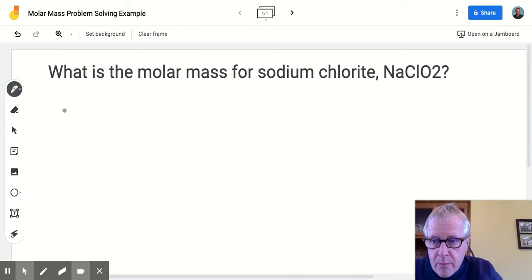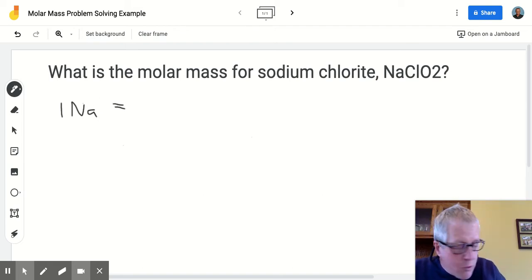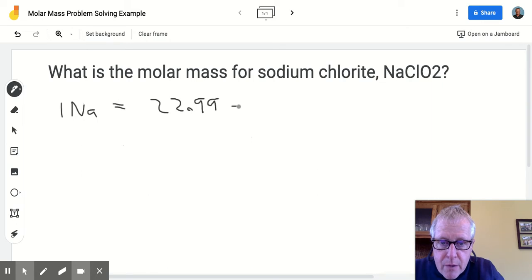So we have sodium. We only have one of those. This is how I like to solve these: go ahead and list how many of each of the elements you have. Sodium is 22.99, and we're always going to write these to the nearest 100th value. So 1 mole of sodium would be that many grams, 22.99.